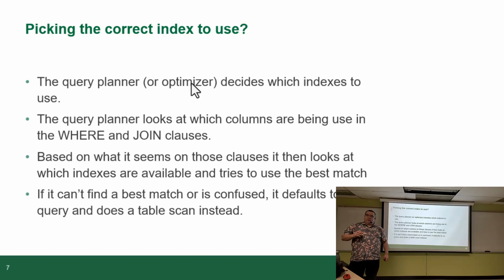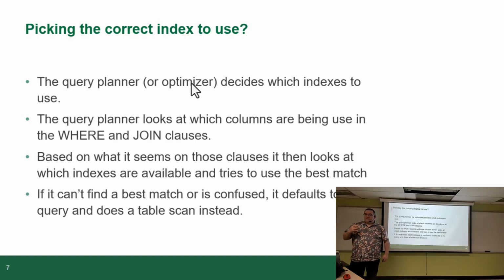So how does the correct index get picked? When you run the query, you're not the one telling it what index to use. Some database servers allow you to tell it, hey, use this index for this query. You can actually give it an optimizer hint. Oracle, Microsoft SQL Server, Postgres, they all support optimizer hints. MySQL, not so much.